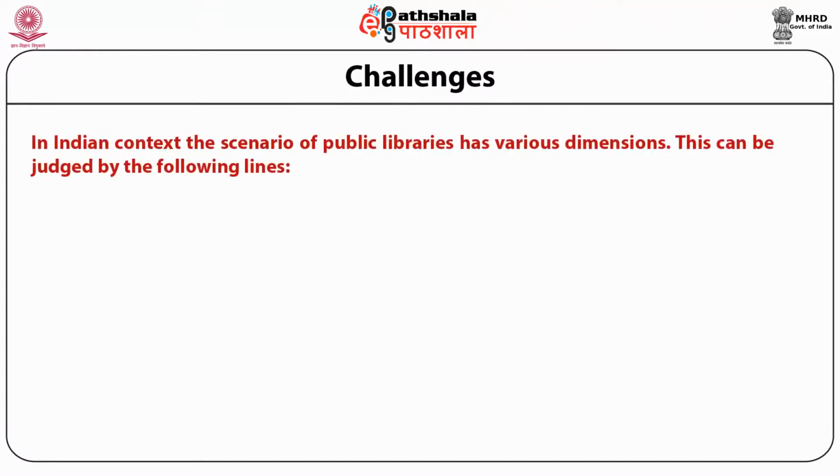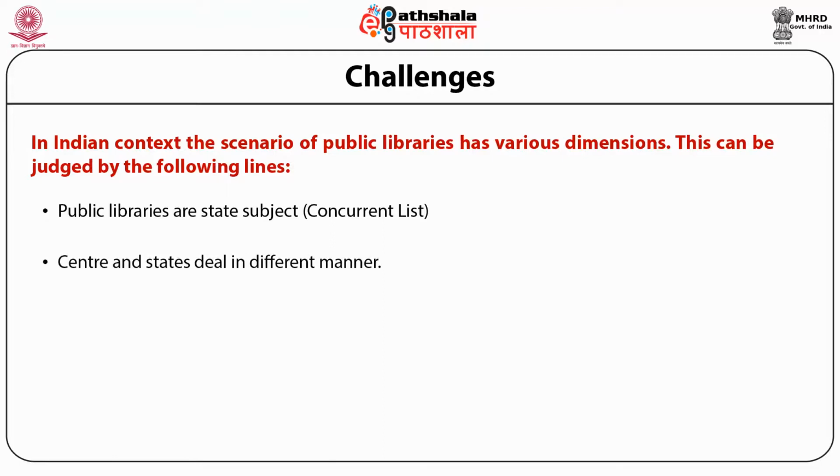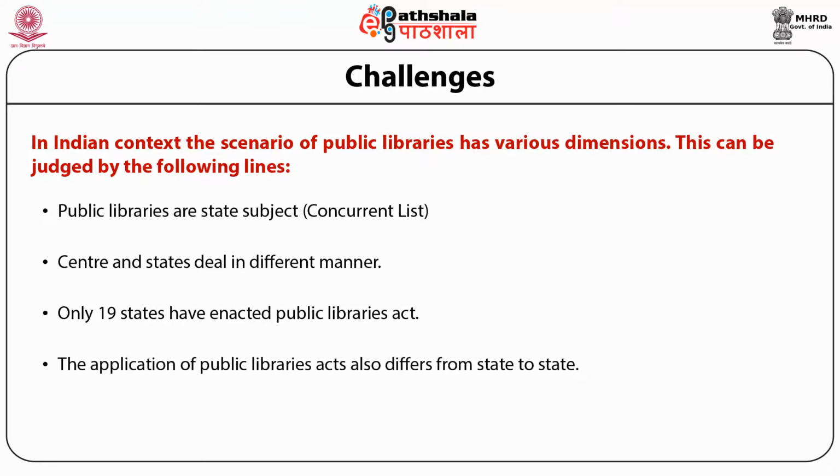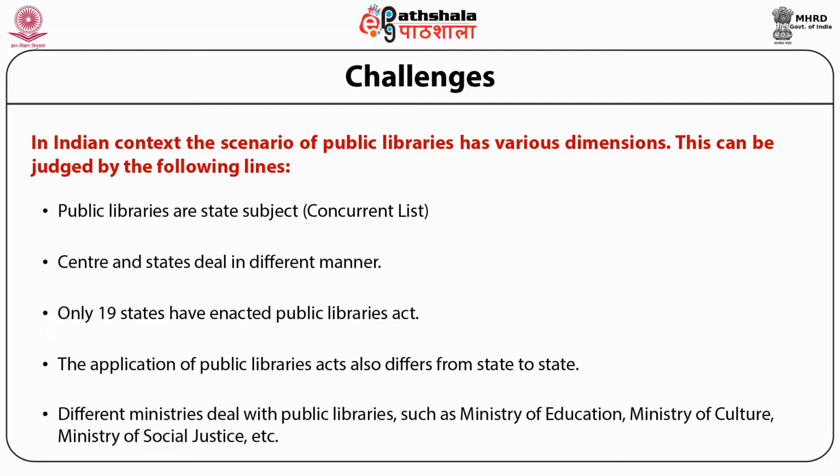Challenges. In the Indian context, the scenario of public libraries has various dimensions. This can be judged by the following lines. Public libraries are a state subject. It means it is in the concurrent list. Central and state deal in different manner. Only 19 states have enacted Public Library Act. The application of Public Libraries Acts also differs from state to state. Different ministries deal with public libraries such as Ministry of Education, Ministry of Culture and Ministry of Social Justice, etc.